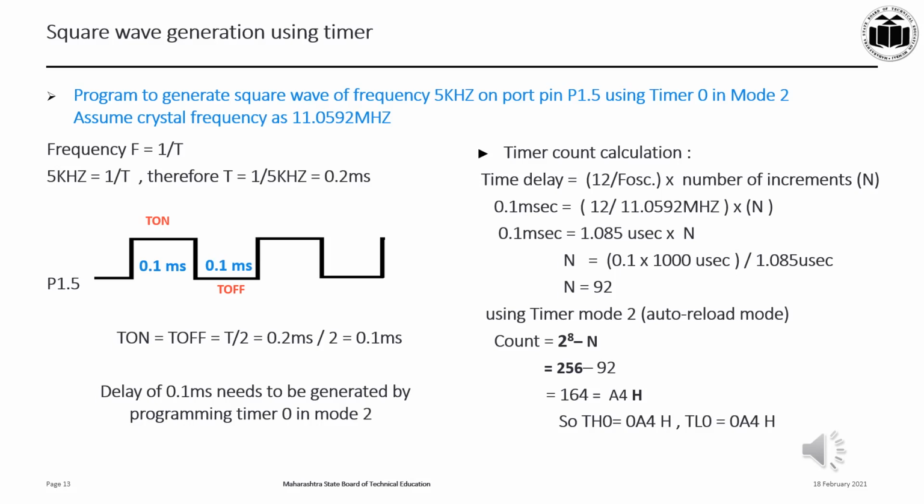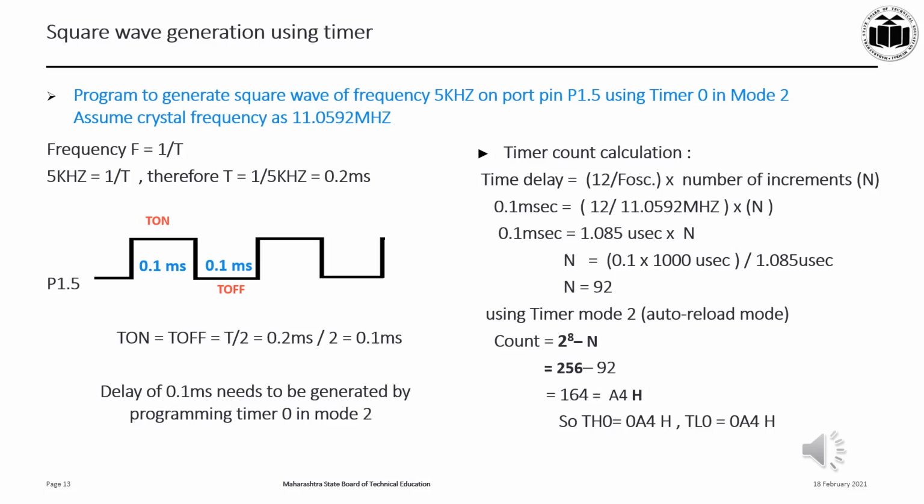Let us understand the timer count calculations. We know that the time delay generated by the timer is given as 12 upon f oscillator multiplied by the number of increments the timer needs to make to overflow. So putting the value of time delay as 0.1 milliseconds and oscillator frequency as 11.0592 megahertz, we get the number of increments as 92. That means the timer has to make 92 increments to reach its final count and then overflow.